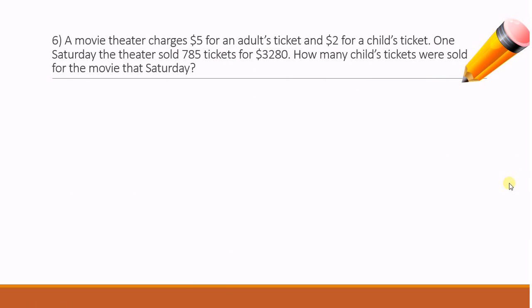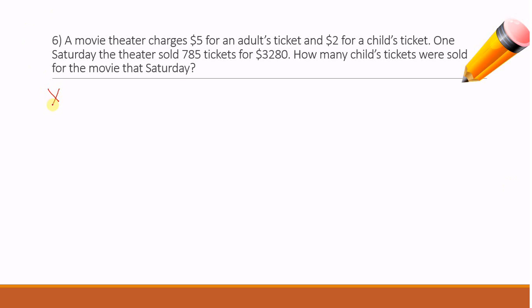The last problem. A movie theater charges $5 for adult tickets and $2 for a child's ticket. One Saturday, the theater sold 785 tickets for $3,280. How many children's tickets were sold for the movie that Saturday? So this is a classic system problem. And you're going to see this a lot with tickets and plays and stuff like that.